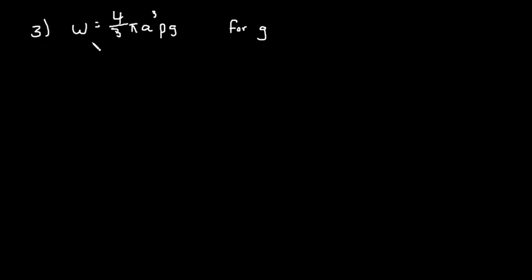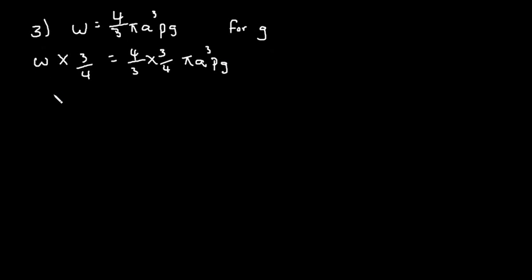So here we have W is equal to 4 thirds pi a cubed rho g. The first thing we would do is get rid of the fraction. Like I said before, in order to get rid of this fraction, when we divide 4 thirds by itself, it is the same as multiplying 4 thirds by its reciprocal, which is 3 over 4. So what we do on the right, we do on the left also. So we multiply W by the reciprocal of 4 thirds, which is 3 over 4, is equal to 4 thirds times 3 over 4 pi a cubed rho g.